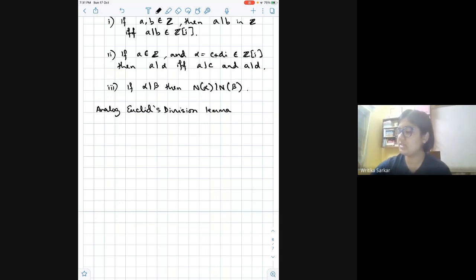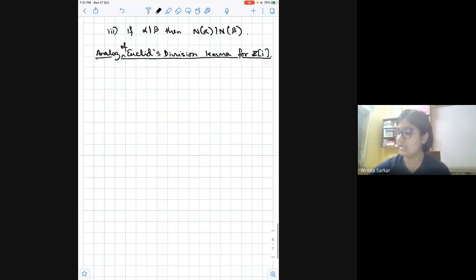Let's first just do Euclid's division lemma for Zi. The statement for the Gaussian integers is a little bit stronger than for the integers. It says that if alpha, beta belong to the Gaussian integers, then you can write beta is equal to alpha times some gamma plus, let's say, r.